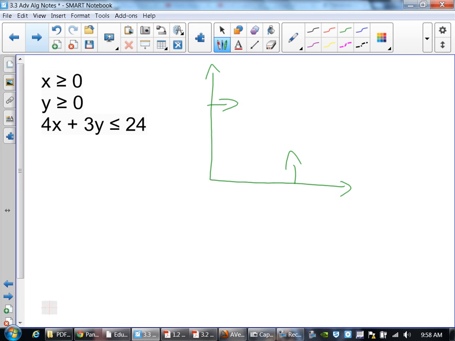What's my x-intercept? 6. Notice, I didn't walk anything off, but I put an ordered pair there. Does that mean it's 6? Yes. What's my y-intercept? 8. Okay, what do you think I'm going to do? Put a dot and label it. When I connect those two, will it be solid or dotted? Solid.